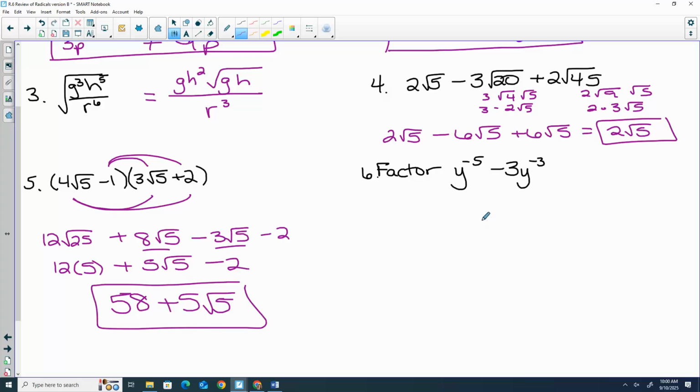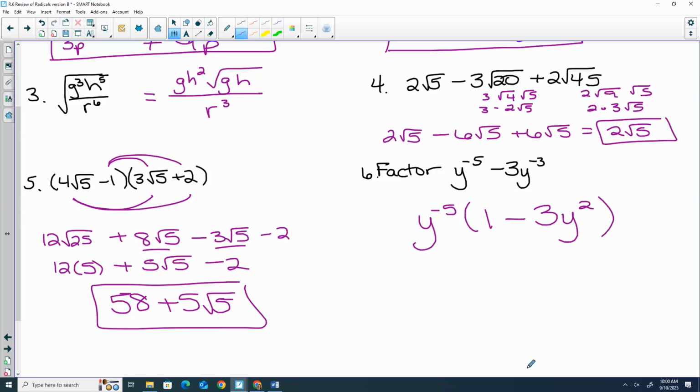Alright, the last problem, a factoring one. So if I'm asking you to factor, we are looking for the GCF. We always take out the smaller exponent. What's smaller, negative 5 or negative 3? Okay, so in the first term I took all of those out. In the second term, when you factor it out, it's like subtracting. So negative 3 minus negative 5, or negative 3 plus 5 would be 2.